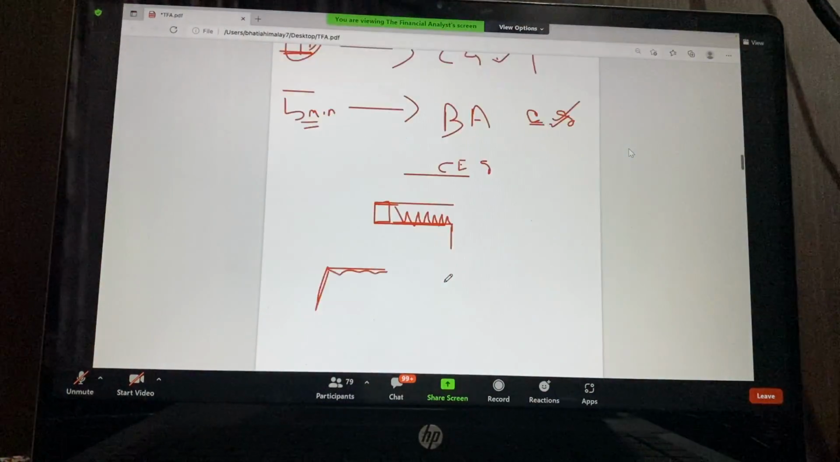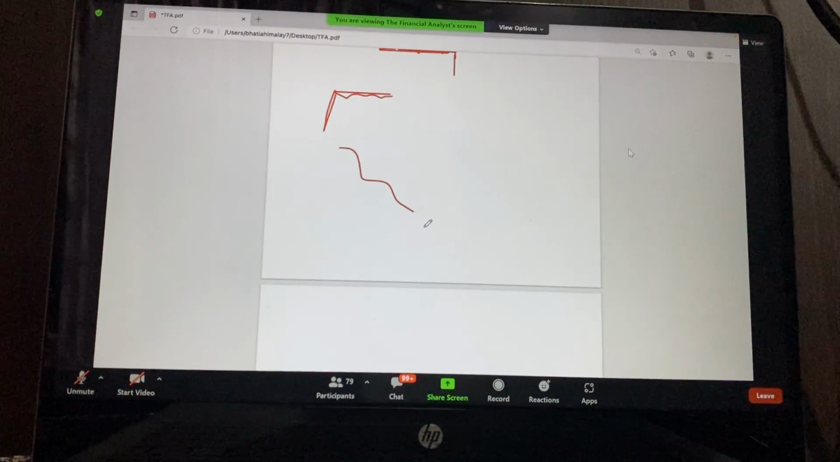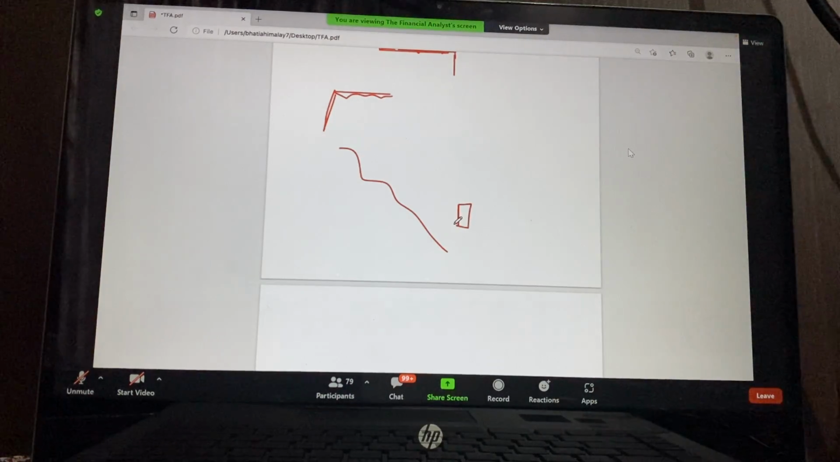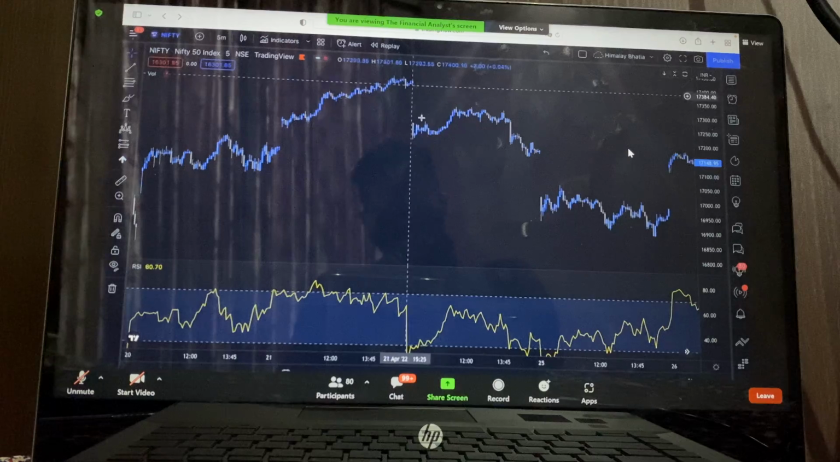Okay. So try to understand one thing. Now understand one more thing in terms of gaps. Let's say there's an existing downtrend. Market opens with a gap up. What sort of a gap is this? This is a very normal gap. This is also your common gap only. This is not your runaway gap. This is not your breakaway gap. This is your common gap. So this is again your common gap only.